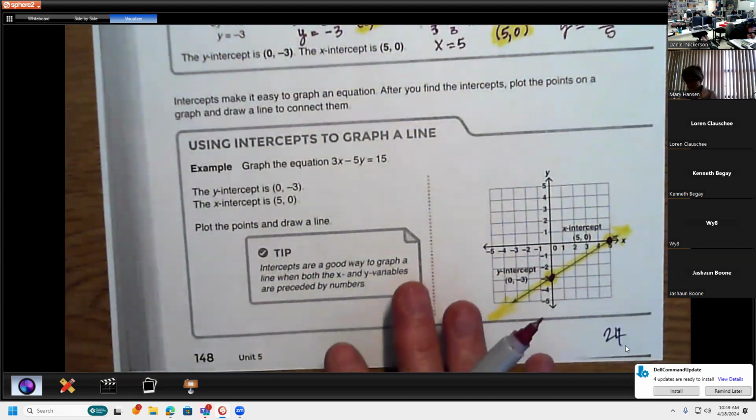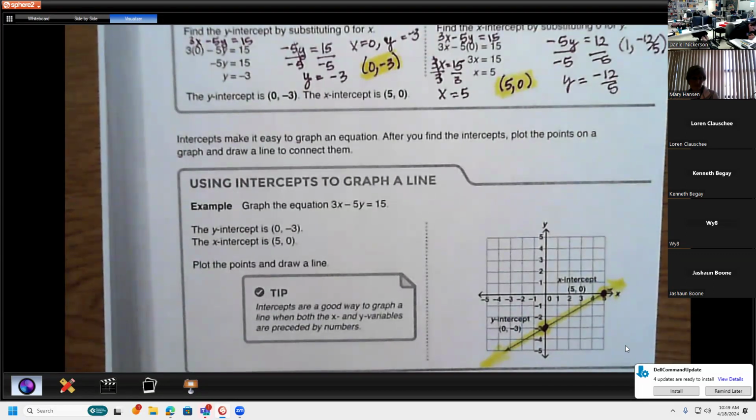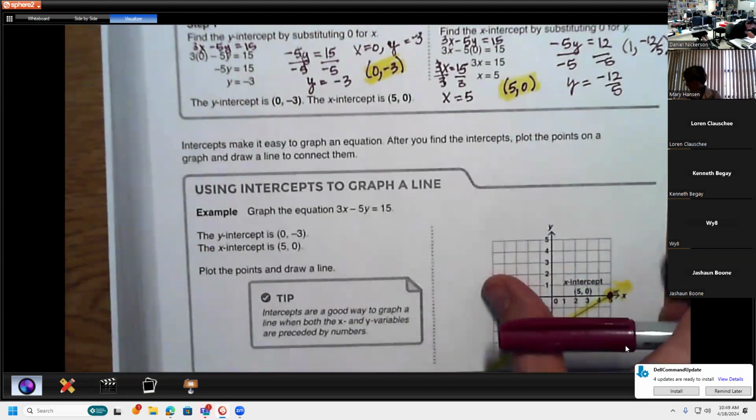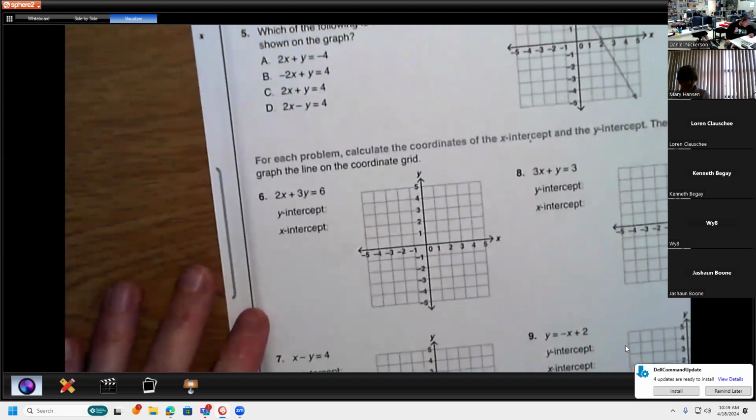All right, I'm going to move to page 25 unless someone needs me to keep this for a second. All right, so let's take a look at page 25.